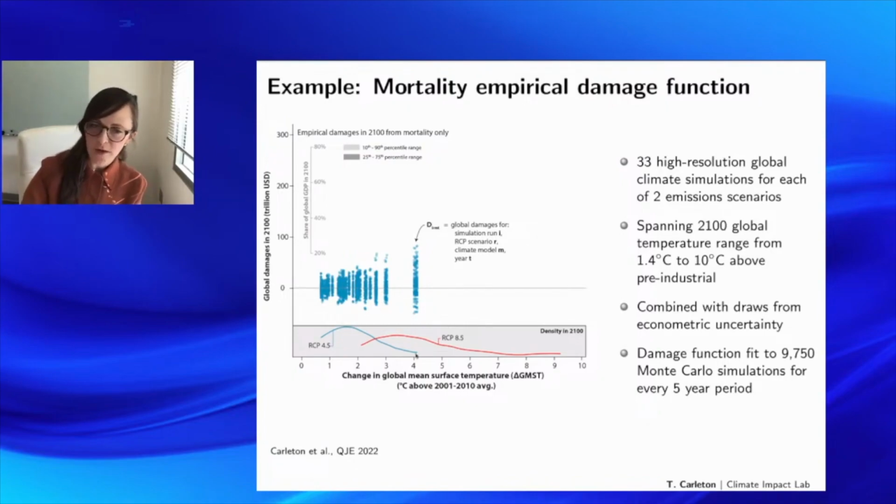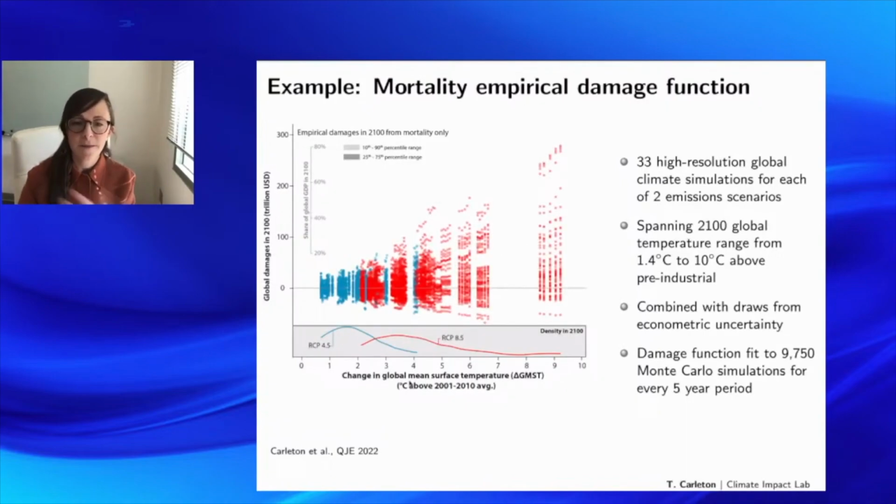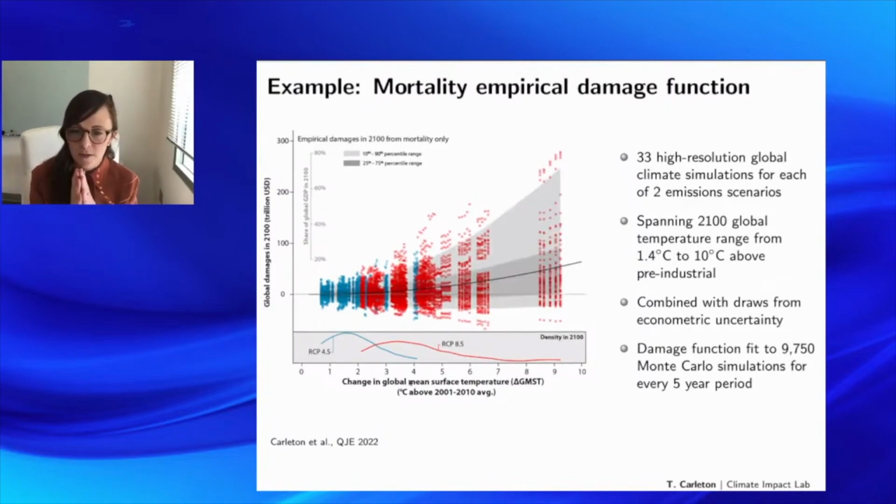Under RCP 4.5, we don't see a lot of warming. Under RCP 8.5, we see a lot of warming, and this distribution allows us to construct an empirically derived damage function fit through these points. It turns out that in most of our sectors, we see evidence of a quadratic damage function, which is what Bill Nordhaus wrote down many years ago, and we're really able to recover that in the data here.